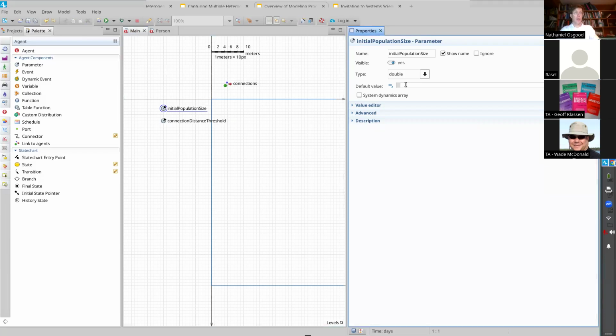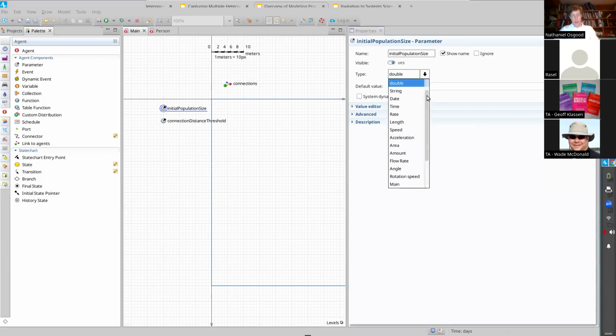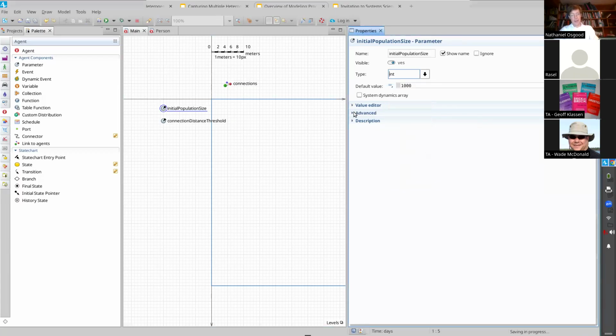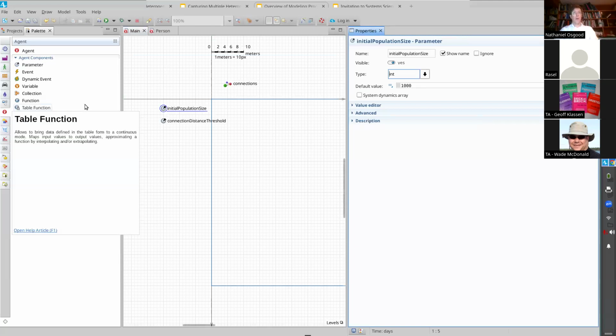Initial population size, its default value would be 1,000, and that will be an integer, not a double. It's a count of things. It's not a continuous quantity like connection distance threshold. Finally, we're almost done with this sort of setup, time to make the donut stuff.